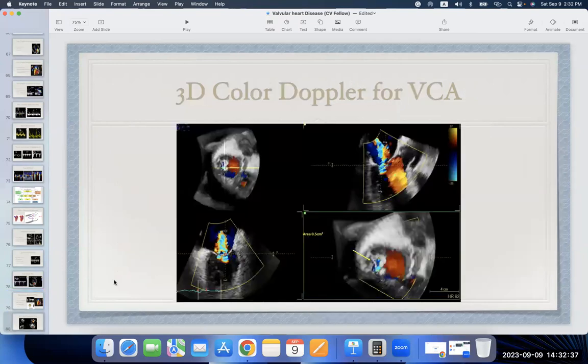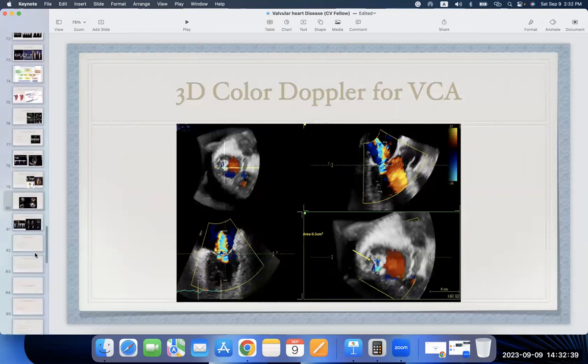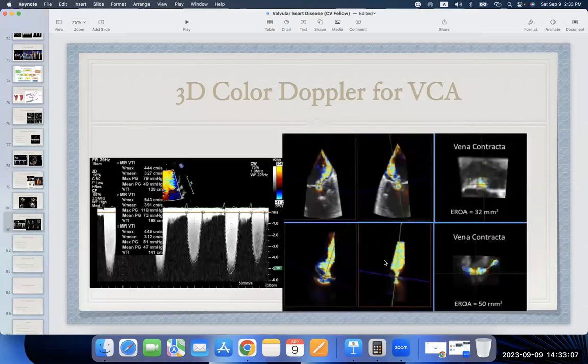One extra method that sometimes we use, especially when we use the TEE, is the 3D vena contracta area. So we do a 3D at the site of the mitral regurg, and then we use the multiplanar, and we try to put it exactly at the narrowest part, and then we trace it. From this trace, we can get exactly the vena contracta area, which is equivalent to the effective regurgitation orifice area. This is another way. We do the 3D and then multiplanar, and then we measure the effective regurgitation orifice.